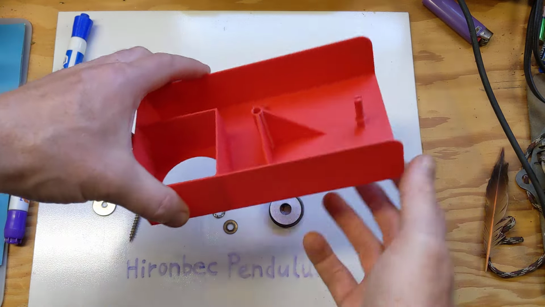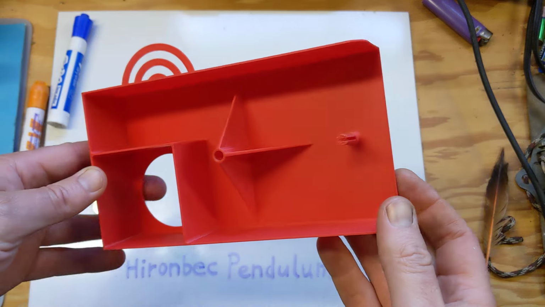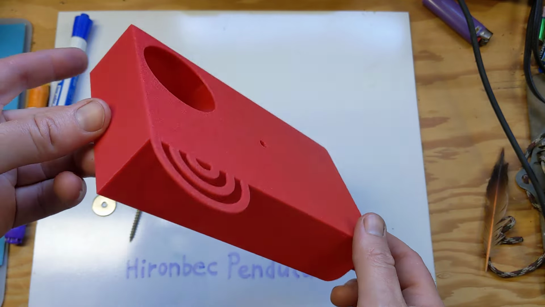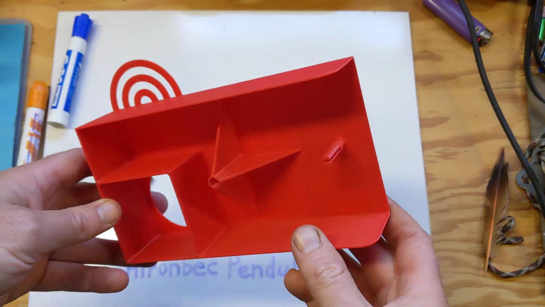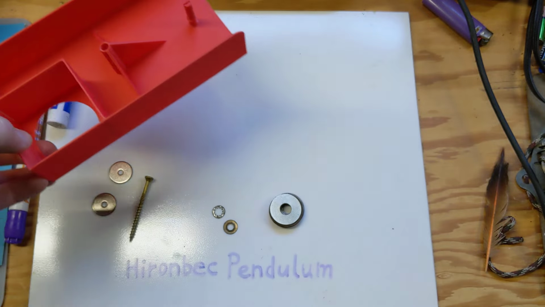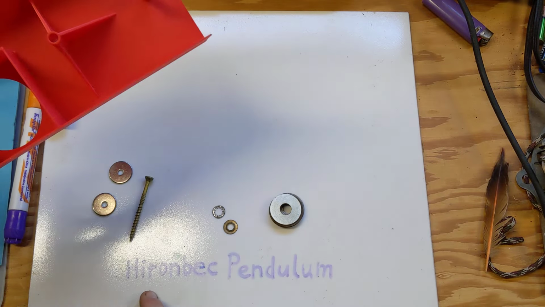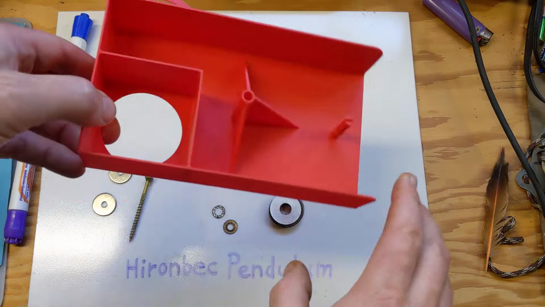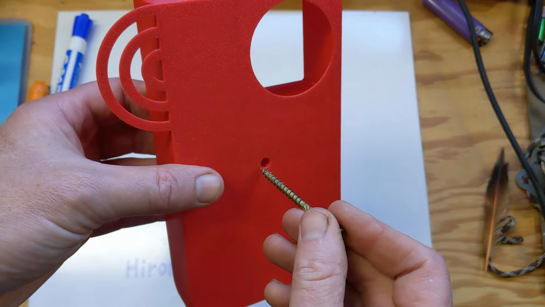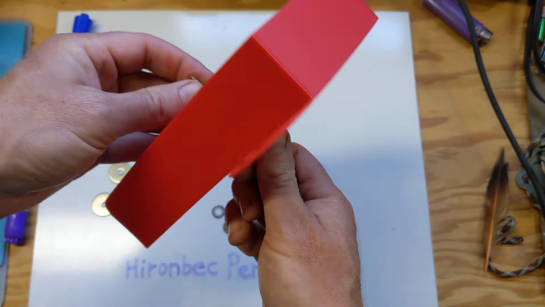Hopefully this won't be one of my stupidly long videos. So I've got house sparrows assaulting my swallow nest, my tree swallow nest. So I looked up what to do about it, and I found out about the Hironbec pendulum, which is really cool, and I can show you within seconds just how ingenious this is.